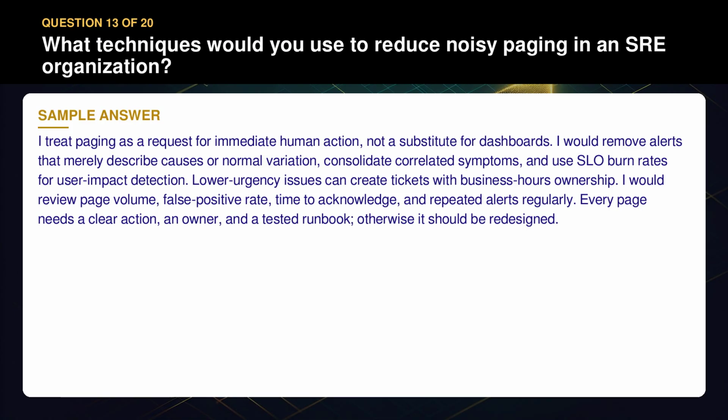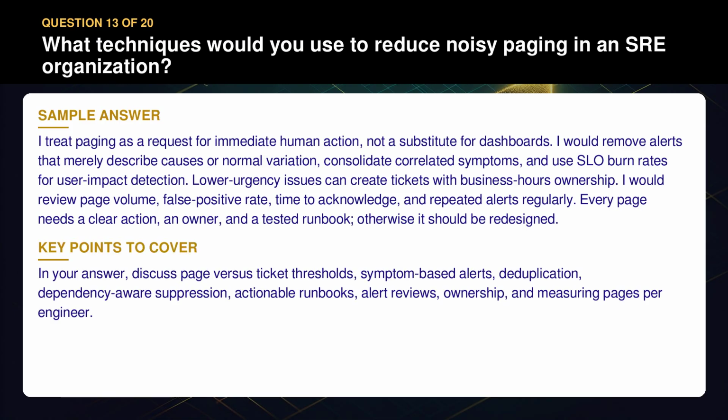Lower urgency issues can create tickets with business hours ownership. I would review page volume, false positive rate, time to acknowledge, and repeated alerts regularly. Every page needs a clear action, an owner, and a tested runbook, otherwise it should be redesigned.